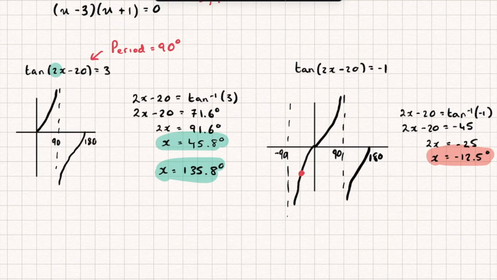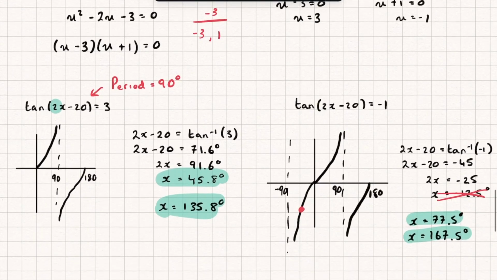And the way we're going to do this is by adding and subtracting the period of the function. So tan of 2x minus 20, this 2 halves the period, so it's still 90 degrees. And so I'm going to take this negative 12.5 and I'm going to add 90 degrees to it. That's going to give me another solution at x equals 77.5 degrees. And I could add on 90 again to this, and that's going to give me x equals 167.5 degrees. You can see both of these are within the interval we're solving in, and so I get these two additional solutions. And that first one that I had that wasn't within my range, I can cross it out and reject that one because it isn't valid. And so we've solved that equation.